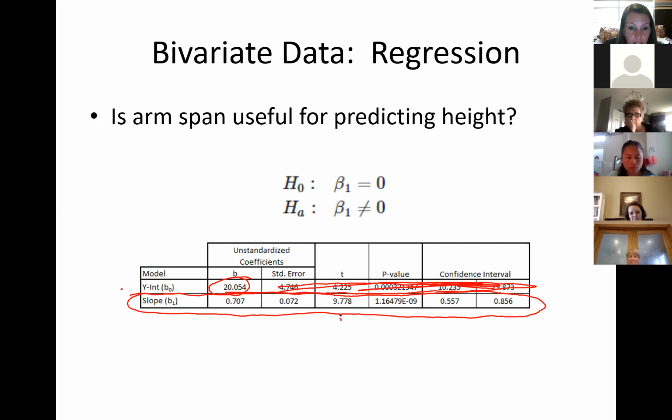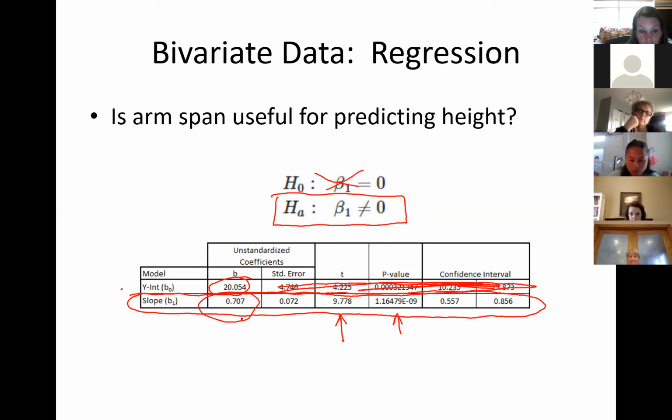In this case, to do this test, our test statistic is going to be that 9.778, and the p-value is going to be really, really close to 0. We interpret this the same way we've interpreted all of our other significance tests all semester. In this case, p is low, it's really close to 0, so H0 must go. We'd reject the null hypothesis, and we would conclude that the slope is different from 0. Based on the data in our sample, we can see that our slope was positive. So we can conclude that there is a positive relationship between height and arm span.